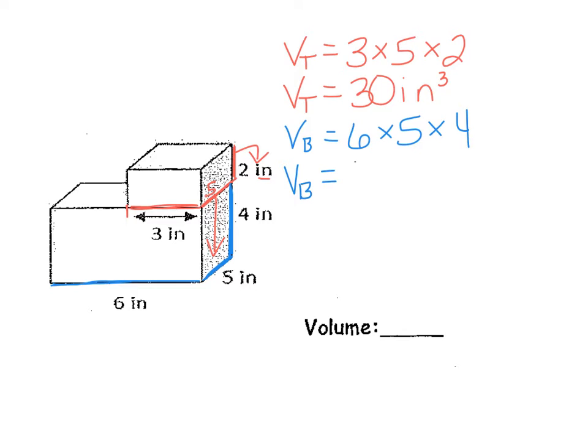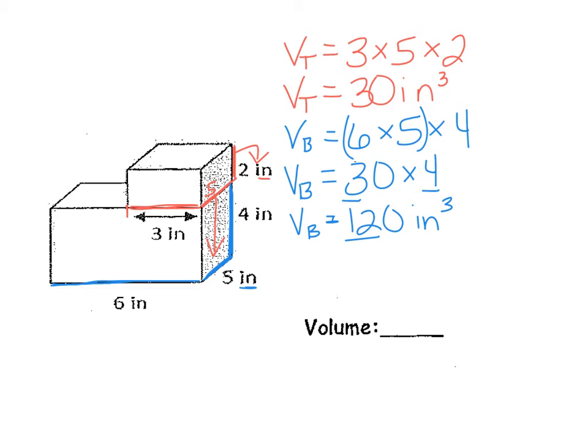So let's multiply. 6 times 5 is 30 times 4. I can put parentheses just so I know where I got the 30. So now I'm going to do 3 times 4. 3 times 4 is 12. And then bring down that 0. So 120, what's my unit? Cubic inches. I found the volume of the top rectangular prism, and I found the volume of the bottom rectangular prism.